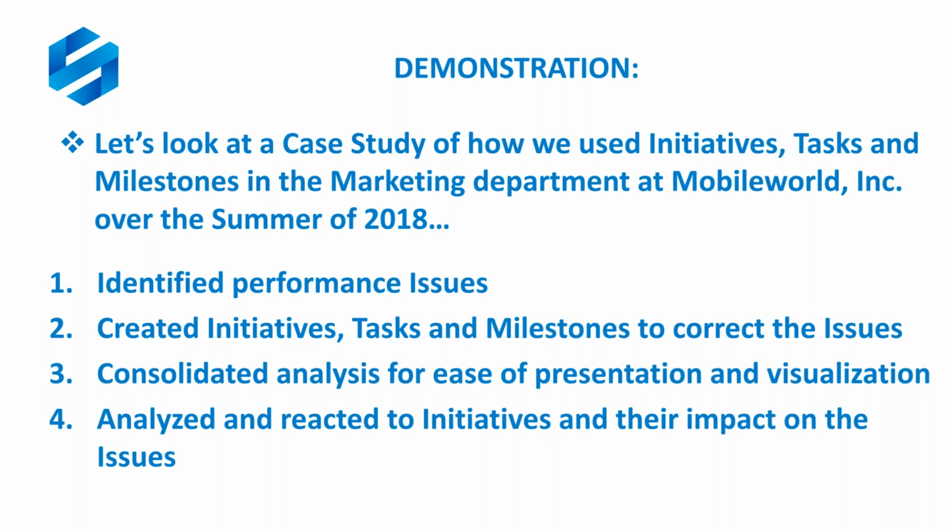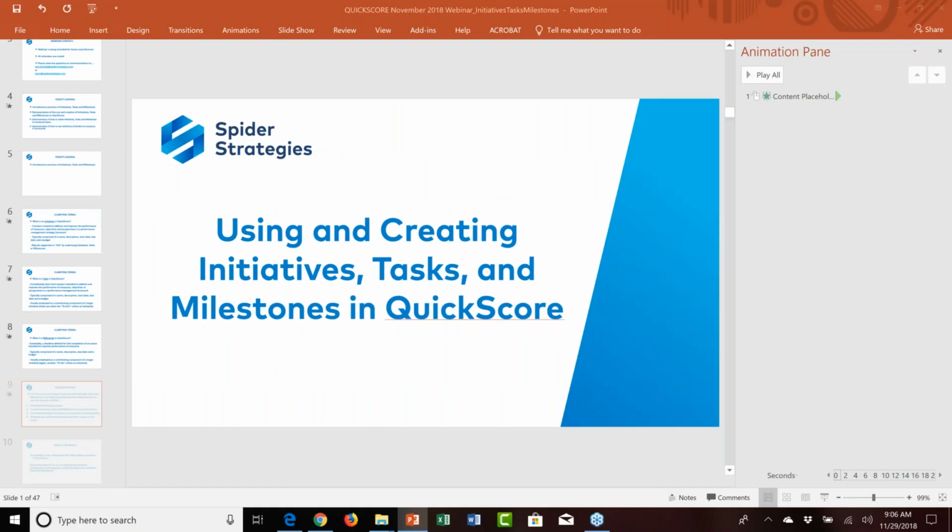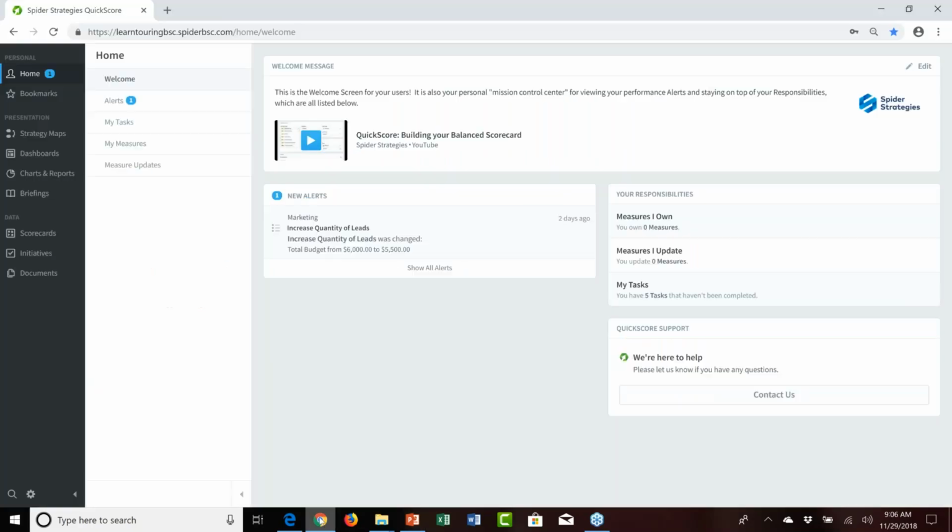Okay, let's jump into a demonstration here. I'm going to ask you to join me in Storyland to talk about this case study in the summer of 2018. I always like to start demonstrations from the QuickScore homepage. So here we are, of course, viewing the QuickScore homepage. And what we'll do is jump in to the marketing department's scorecard. So on the left in the navigation pane, I'll select scorecards.